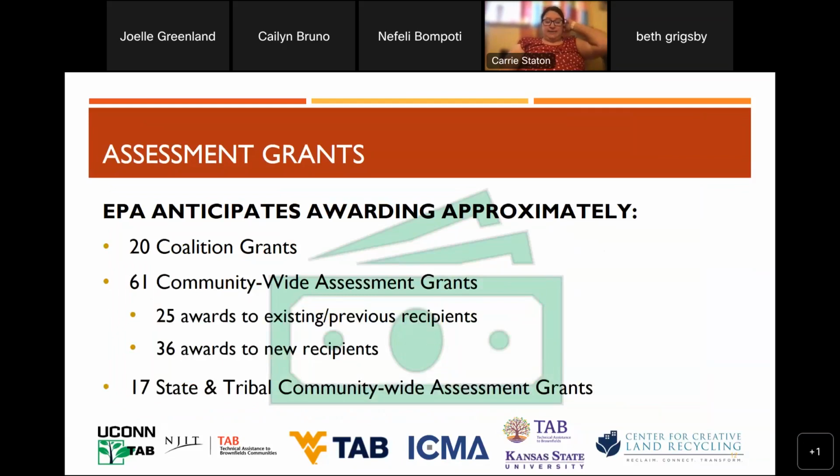These are estimates. EPA is anticipating giving 20 coalition grants across the country this year, 61 community-wide assessment grants. They will be looking to give more to new recipients. So EPA is really interested, from what we're hearing, in funding new organizations, new areas of the country that haven't gotten funding before or haven't gotten it for some time. And they expect about 17 state and tribal grants. Important to note that these are all estimates, but it gives you a sense of how competitive the field is and how many grants you can expect to see awarded in the spring.